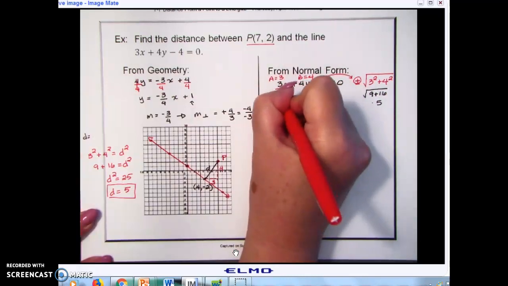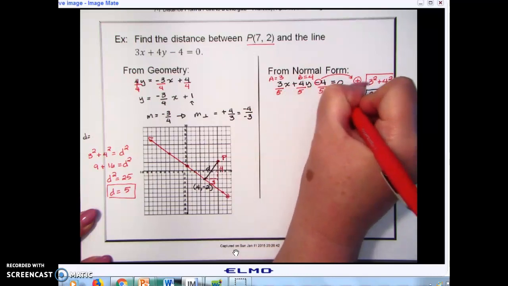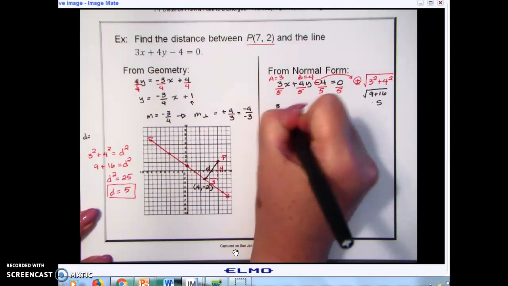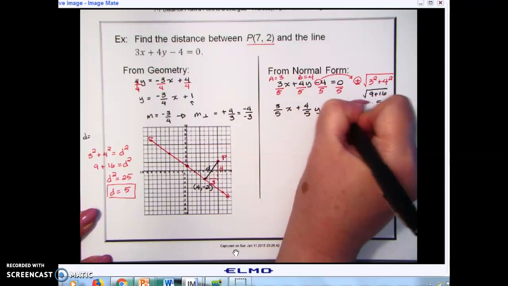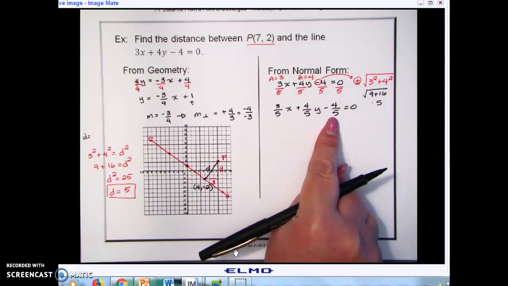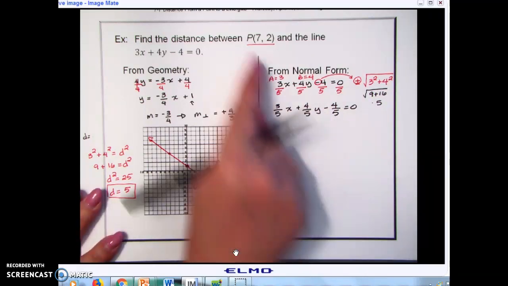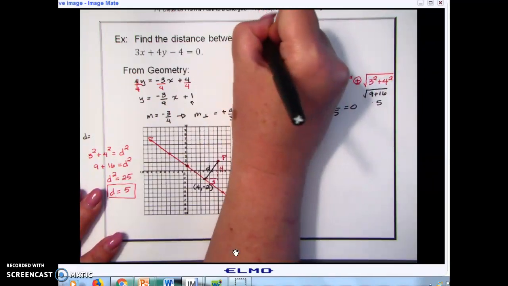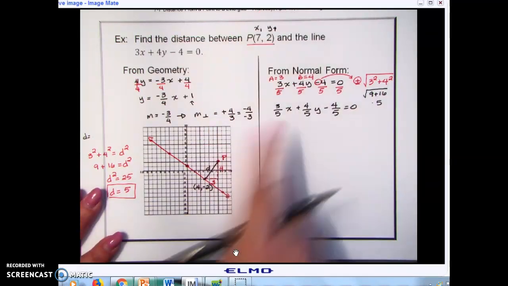So for normal form, we're going to divide everything through by 5. And so we get 3/5 x plus 4/5 y minus 4/5 is equal to 0. So this p-value of 4/5 is telling me how far it is from the origin, but it's not telling me how far it is from the point at 7, 2. So we're going to let 7 be our x1 value and let 2 be our y1 value, and we're going to plug that in here.